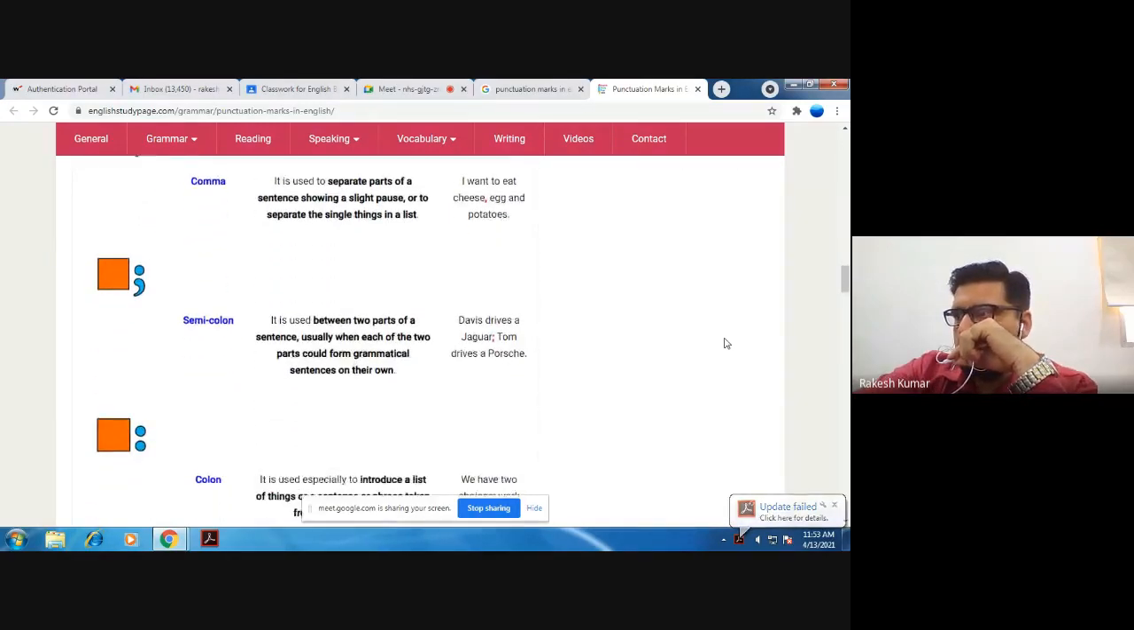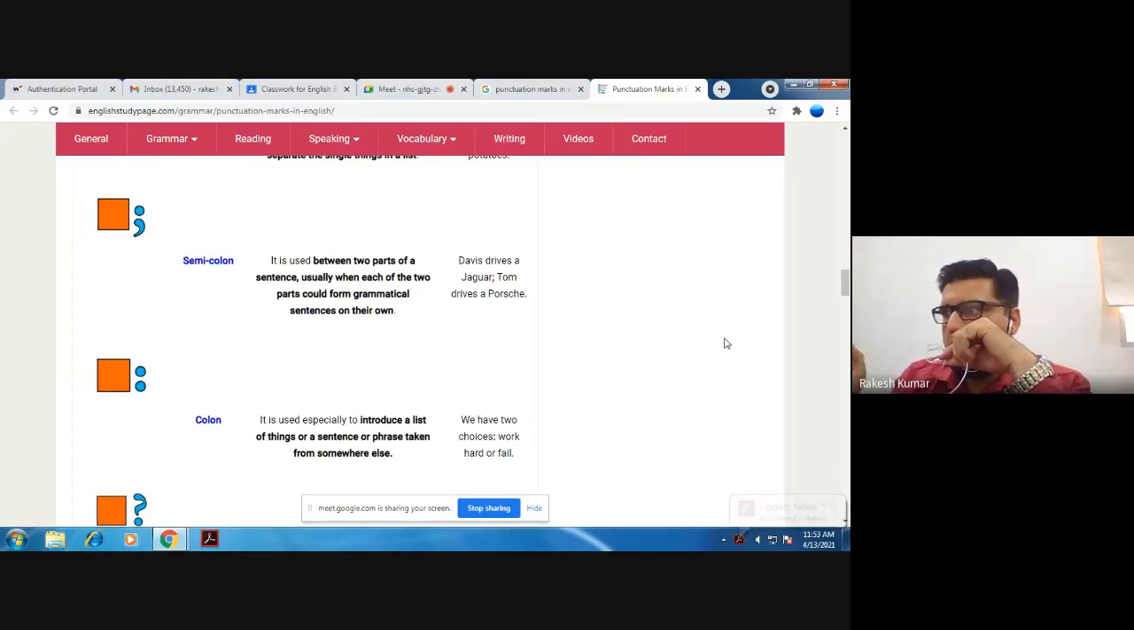Next one is the semicolon. They are saying it is used to differentiate two parts in English. Davis drives a Jaguar; Tom drives a Porsche. So there are two people driving two different cars. To avoid any confusion, we use a semicolon. Davis drives a Jaguar, then we apply the semicolon, Tom drives a Porsche. In writing, we can do that. If we speak, it does not come across, because spoken English is different from written English. So in writing skills, we are supposed to apply all these rules. That is how they have helped you understand where we apply the semicolon.